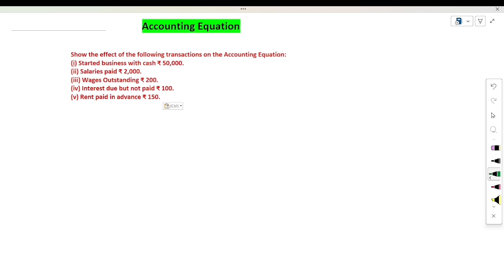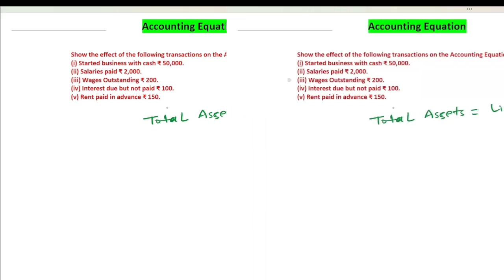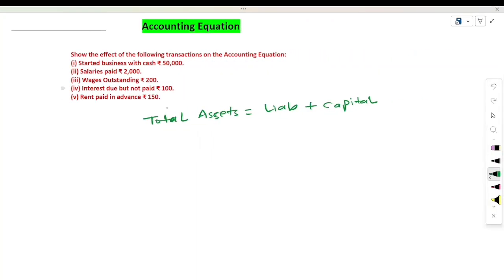For solving the accounting equation problem, you just have to remember the formula, which is total assets is equal to liabilities plus capital. This formula will be used in all the chapters. There are 5 transactions in this question.